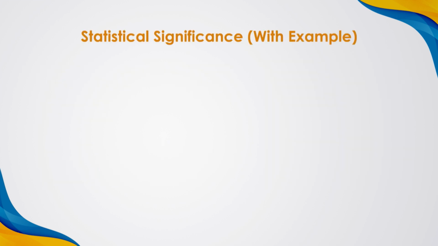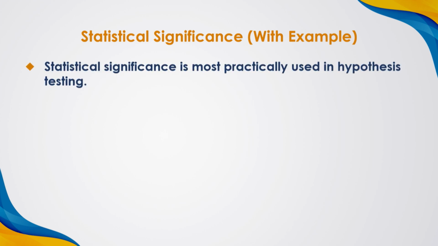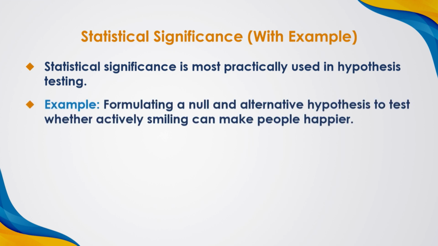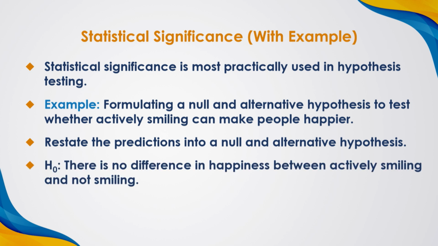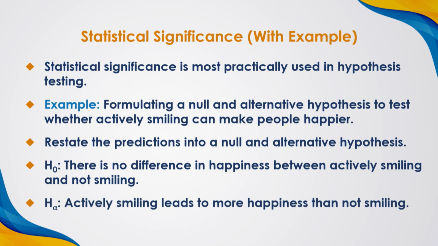Let us understand statistical significance with an example. Statistical significance is most practically used in hypothesis testing, such as formulating a null hypothesis and an alternative hypothesis to test whether actively smiling can make people happier. So, restate the predictions into a null and alternative hypothesis. The null hypothesis may be considered as this: there is no difference in happiness between actively smiling and not smiling. If that is the null hypothesis, then what is the alternative hypothesis? Actively smiling leads to more happiness than not smiling.